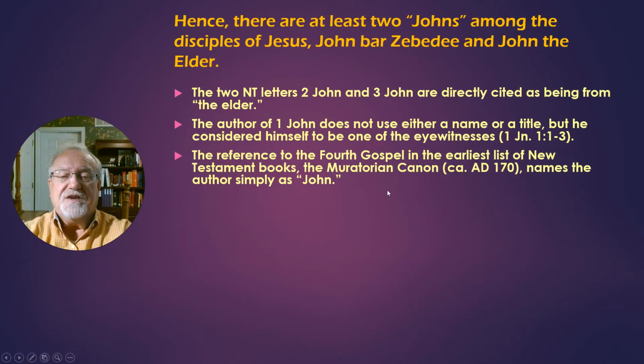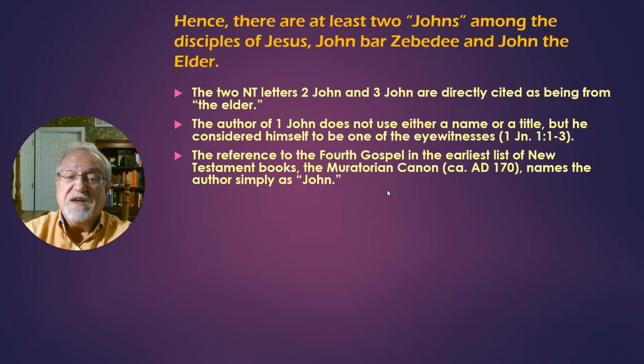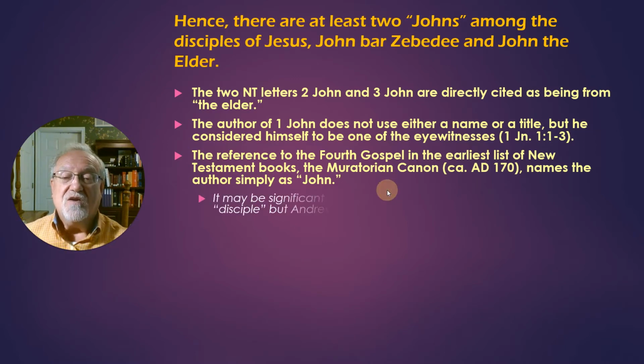So the reference to the fourth gospel, the earliest reference we have is in what is called the Muratorian Canon. This is a list of New Testament writings that the early Christians considered to be authoritative. And in this particular list, the fourth gospel is simply called John. It is the Gospel of John. Well, that, of course, raises the question, which John? Is it John bar Zebedee or is it John the Elder?